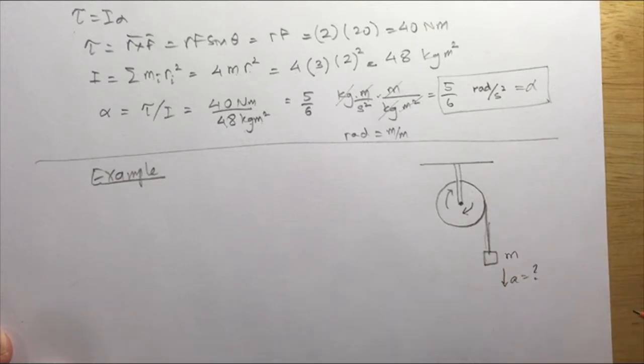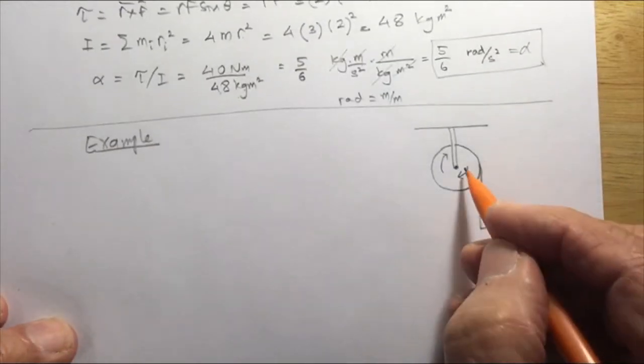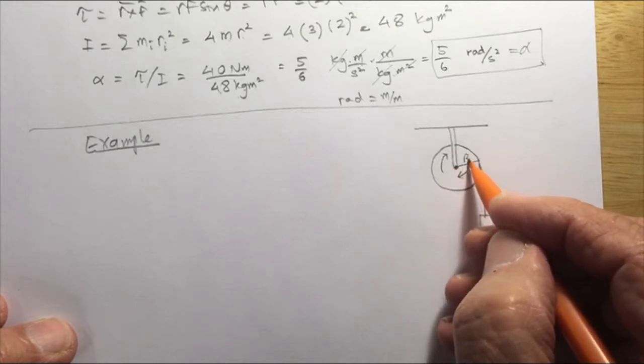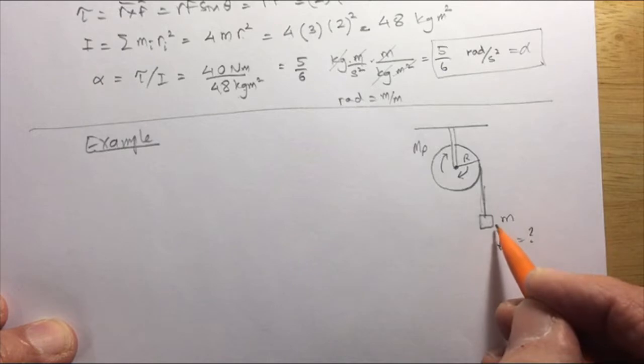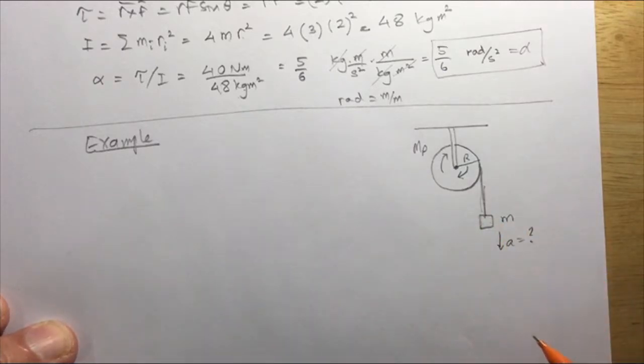of this mass? So we take a radius r, and we take a mass of the pulley as m_p, and we take this mass as simply m.